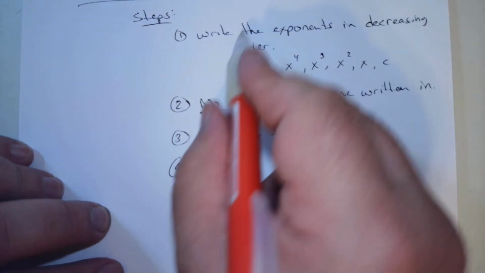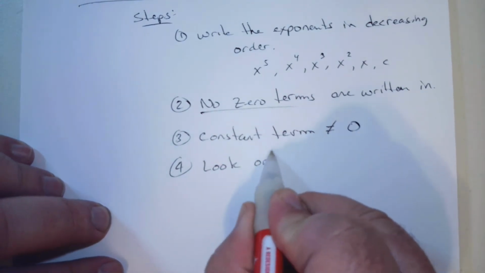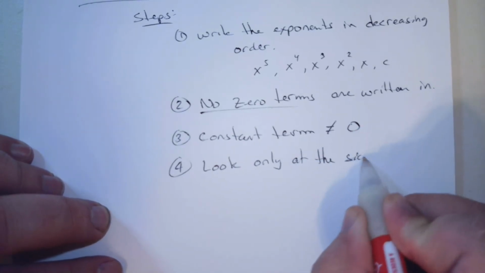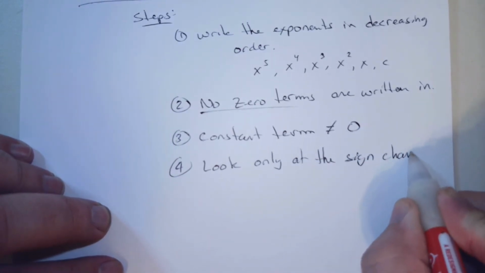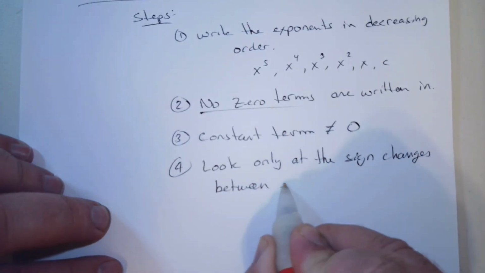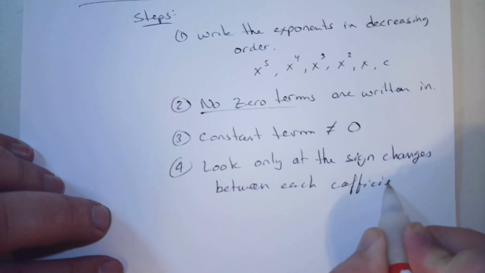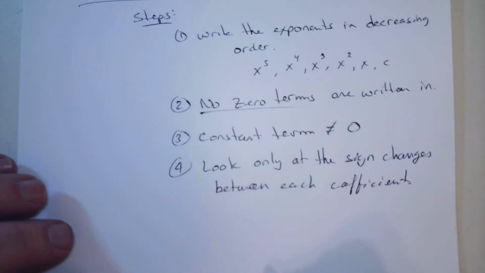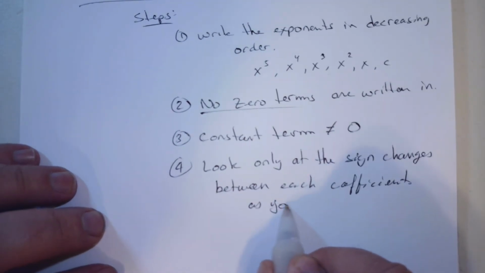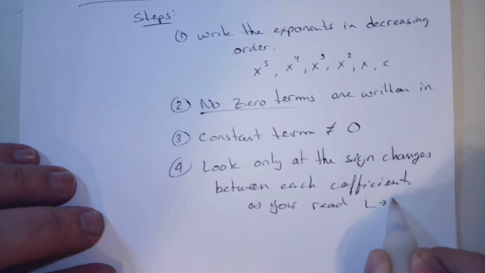Then once you satisfy all these, look only at the sign changes between each coefficient as you read left to right.